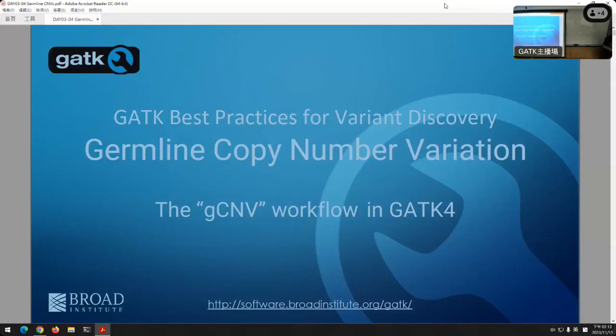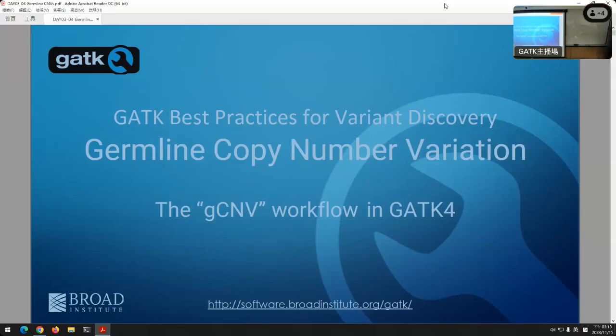So in this session, I will be talking about germline copy number variation. Some of the concepts will be similar to copy number variation in tumors, so somatic copy number variation. But the process for handling germline copy number variant calls is a little bit different. And it will also be a good setup for when I talk to you tomorrow about germline structural variant calling.